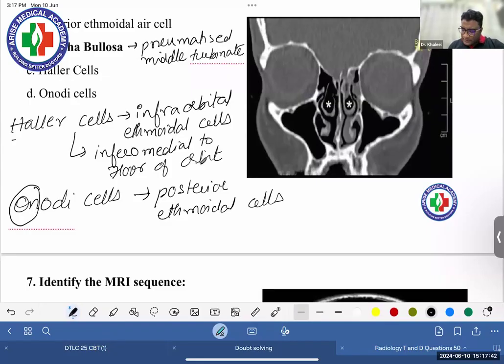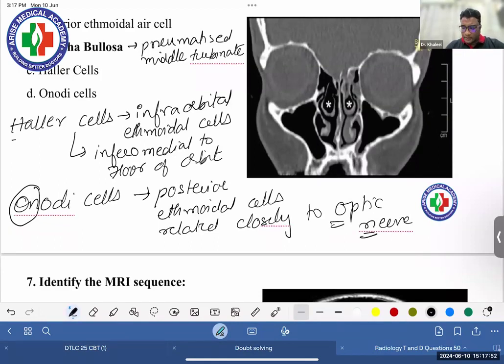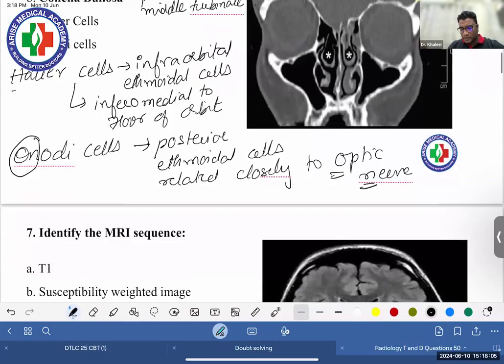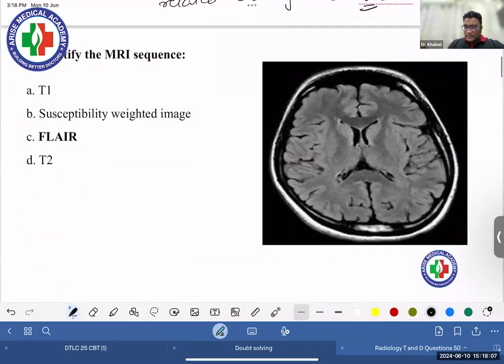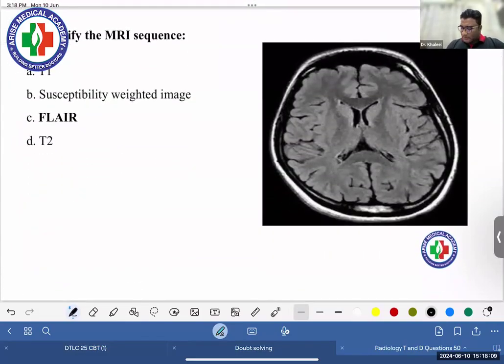These are posterior ethmoidal cells that are related closely to the optic nerve. Right? So these are related at the posterior part to the optic nerve. So Onodi cells are related to the optic nerve. These are posterior ethmoidal cells. Haller cells are infraorbital ethmoidal cells, whereas a pneumatized middle turbinate is what is called concha bullosa. Now identify the sequence of MRI.